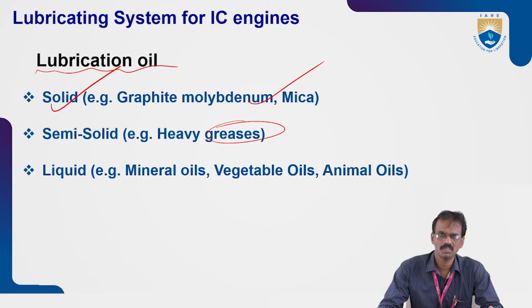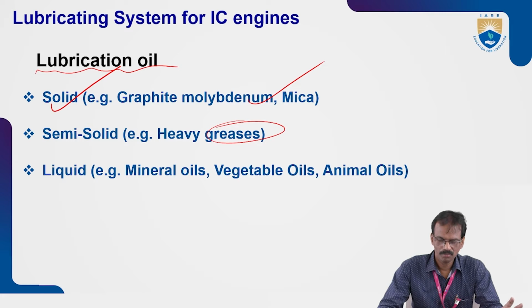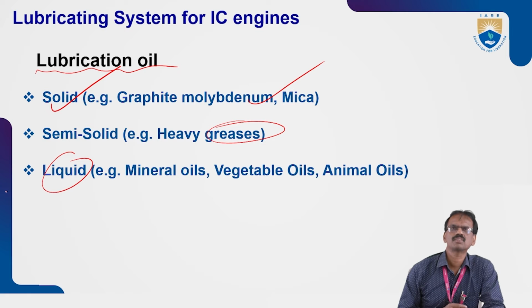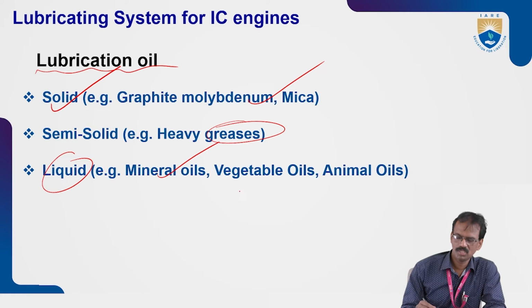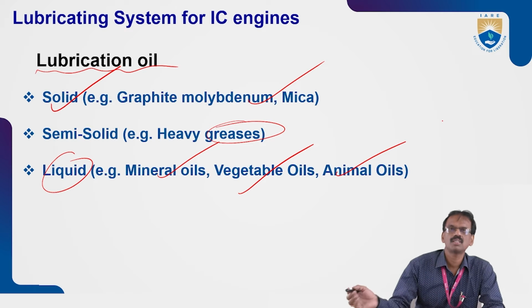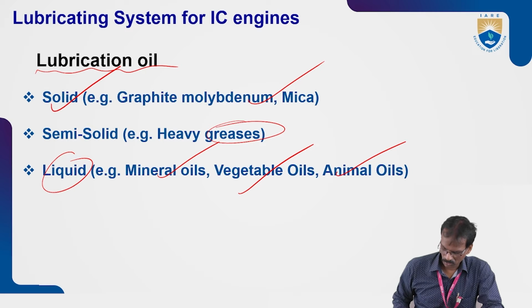Used in the automobile sector, and in the lifting of equipment also. In many areas we use lubricating oils. Next, for liquid type lubricants, mineral oils are used, vegetable oils also, animal oils also. So many oils are there for the lubrication system as a lubricant.